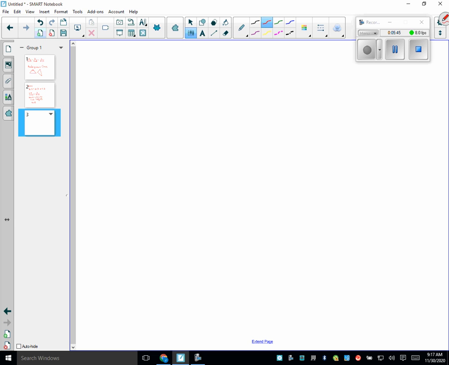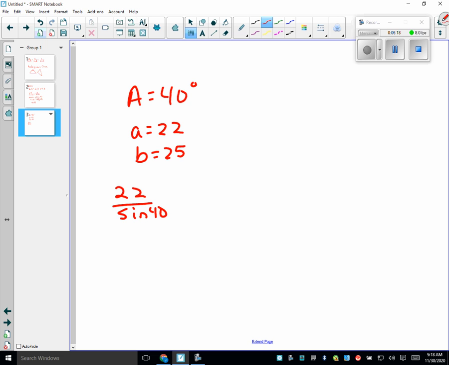Now, let's do another one. Triangle ABC. A is 40 degrees. Side a is 22. Side b is 25. Solve the triangle. What am I going to find first? Angle B. So 22 over the sine of 40 equals 25 over the sine of B.